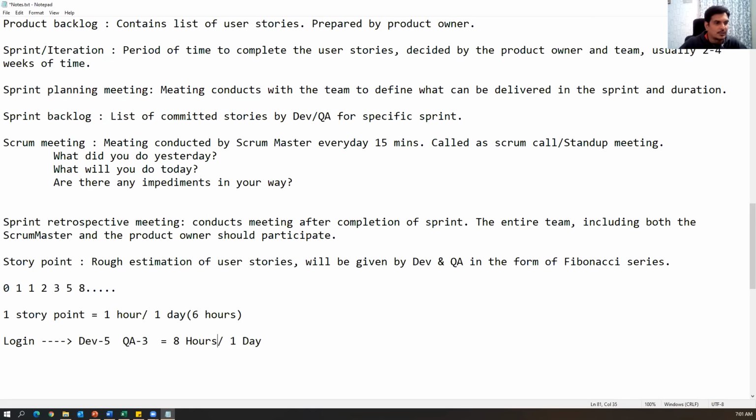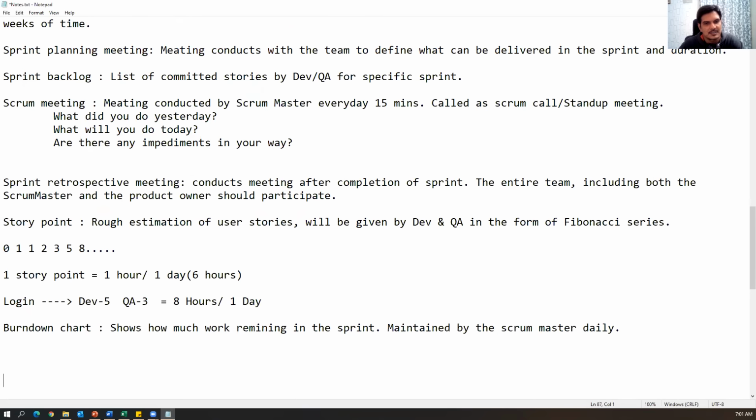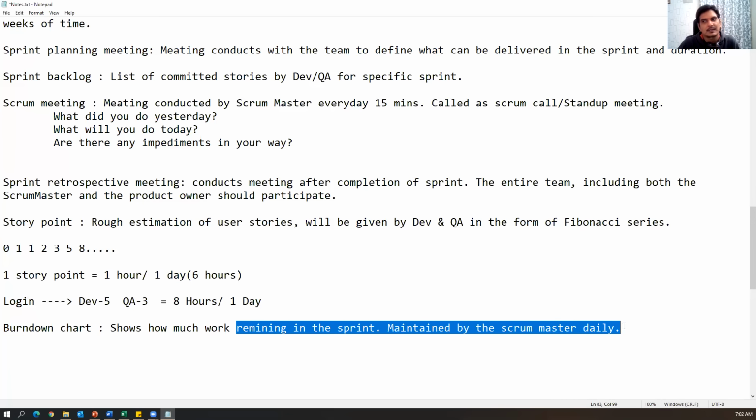Okay, now the next one, the last one, is burn down chart. This is another terminology, burn down chart. So what does this mean? This is a kind of graph prepared by the Scrum Master, because he is the guy taking care of the entire process and getting the statuses from the team. He will take care of how the process is going, what the status is, and whether it is going well or not. If there are any issues, he will take care. So that is the role of the Scrum Master. So here, burn down chart means what? This chart shows how much work is remaining in the sprint, maintained by the Scrum Master daily.